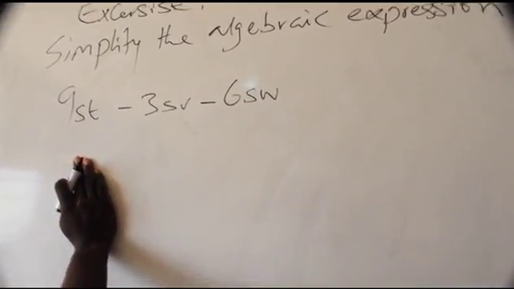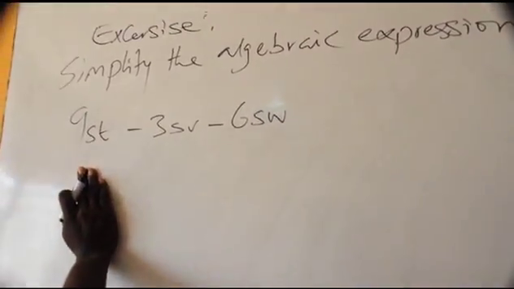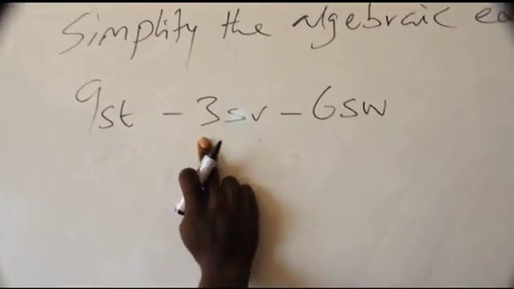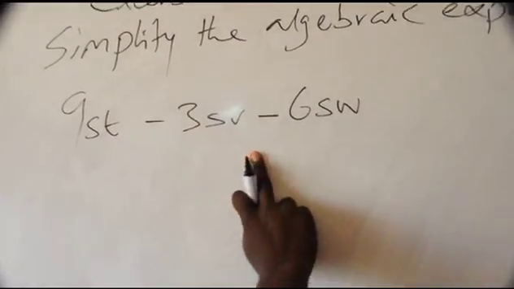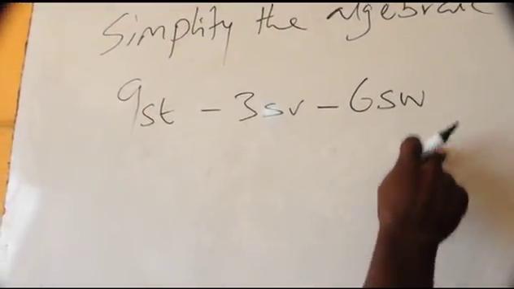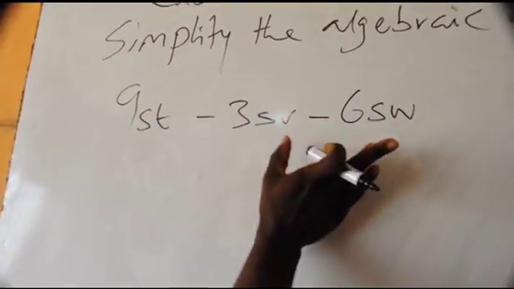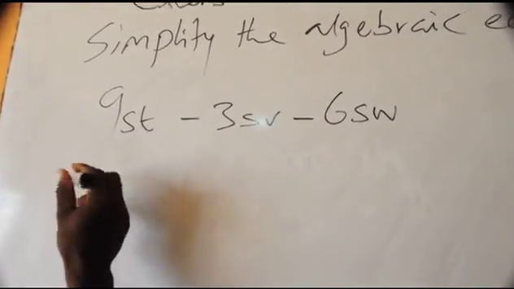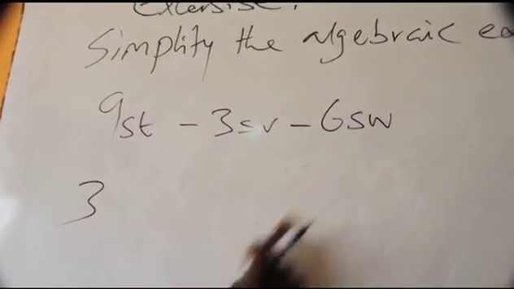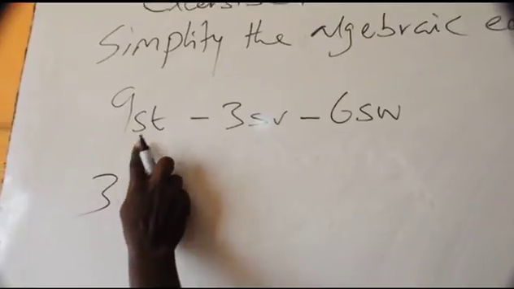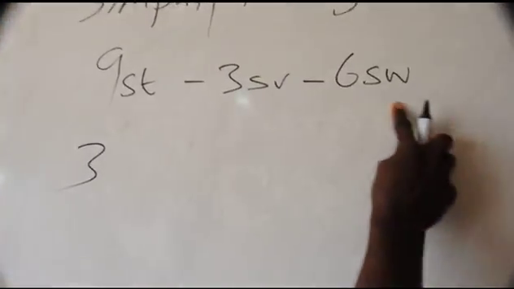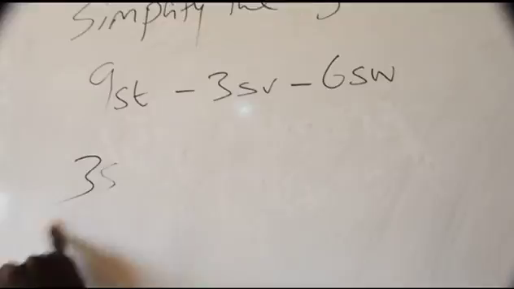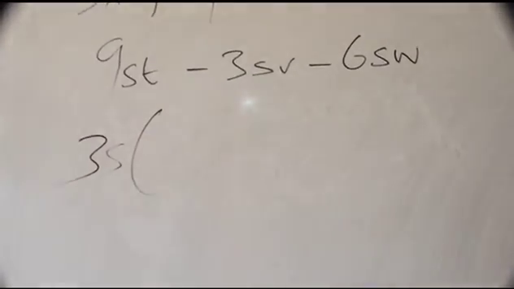So here, for you to be able to simplify this, first you will notice that in this expression we have 9 as the coefficient of the st term, minus 3 as the coefficient of the sv term, and minus 6 as the coefficient of the sw term. For these 3 coefficients, 9, 3, 6, we look for the common factor, and 3 is the one, so we bring out 3. Then we look into these 3 terms and see that s is common in all of them, so we bring out s. Before you factorize something, you have to use brackets, so we put a bracket.